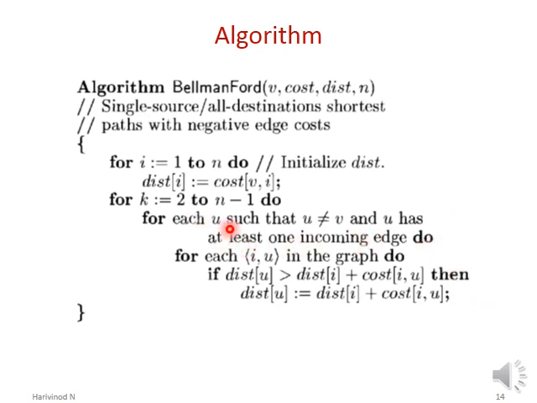For each vertex u, we check whether there is an incoming edge from I. If at all there is an incoming edge from vertex I, see whether the distance of I plus cost of I to u gives a better distance than the existing distance of u, then update the distance of u. So this is the simple algorithm, Bellman-Ford algorithm.